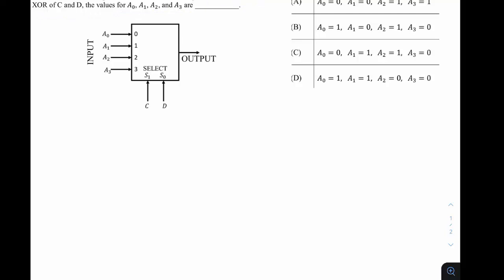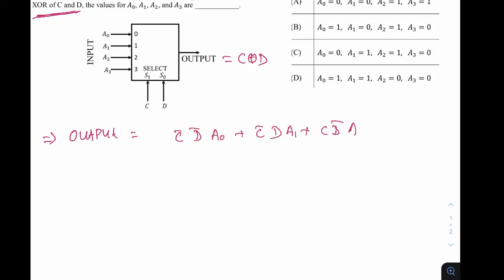Okay, so what the question is telling is we want this output to be C XOR D, right? So it is for output to be XOR of C and D. That means we need the output to be C XOR D. So what are the values of A0, A1, A2 and A3? If I ask you to write the output expression, the output expression in this case will be C bar D bar A0 plus C bar D A1 plus C D bar A2 plus C D A3.